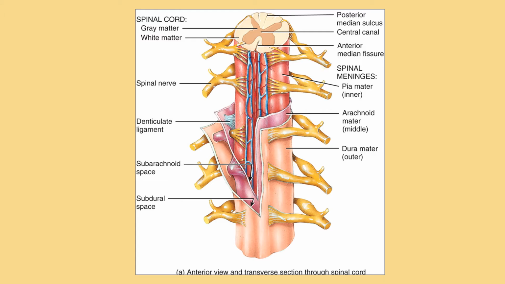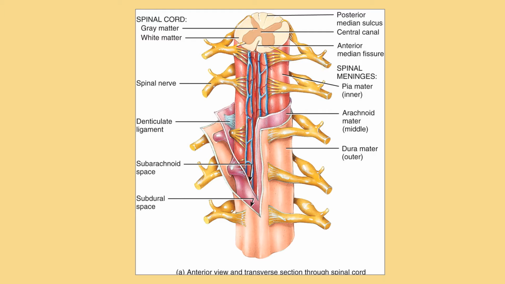Looking at the cord itself, now I'm at the top of the image, we can see that there is both gray matter and white matter in the spinal cord. This is also true of the brain. Gray matter in the central nervous system consists largely of unmyelinated neurons, whereas white matter consists largely of myelinated neurons. In the spinal cord, we see that the gray matter is deep and the white matter is superficial. And we'll learn about the difference in function between the gray matter of the spinal cord and the white matter of the spinal cord in just a few moments.